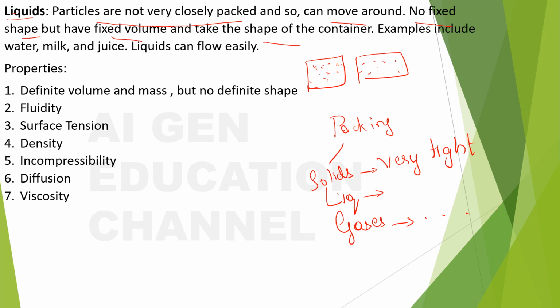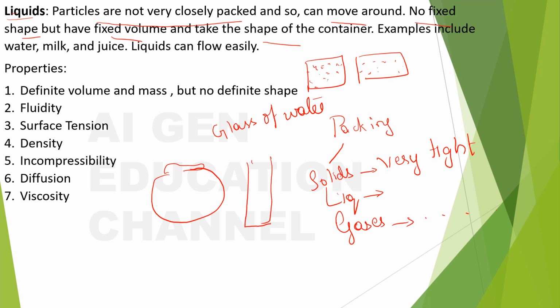So if you take a glass of water and pour it in a round pot, and if you take the same glass of water and pour it in a bottle, here the shape of water will be of the container. Here it will be almost circular, and here it will be rectangular. So they don't have a definite shape, they take the shape of the container.